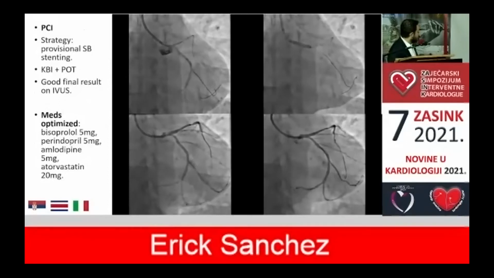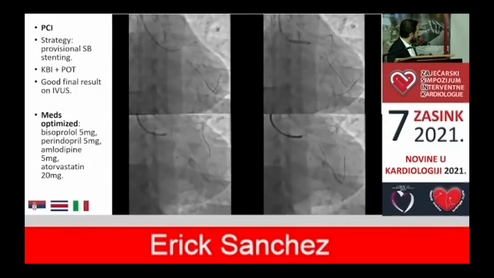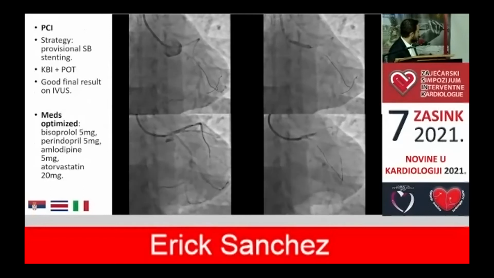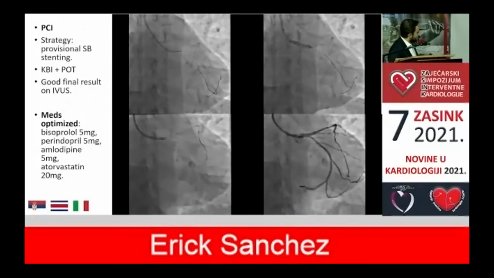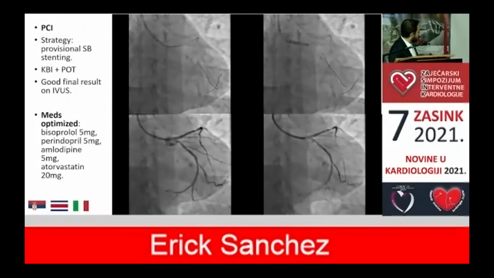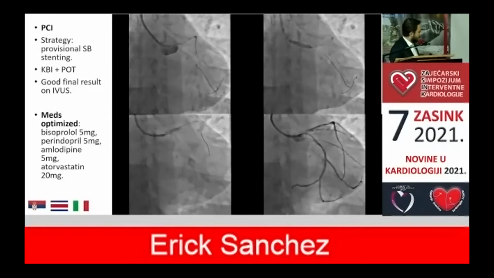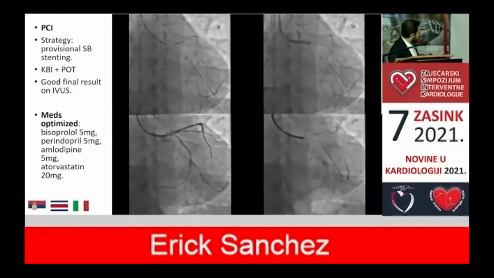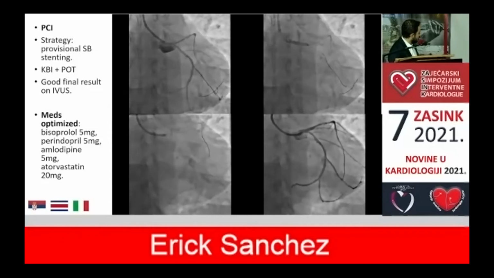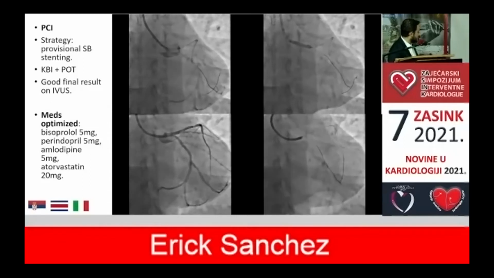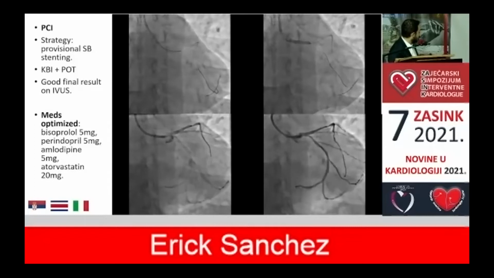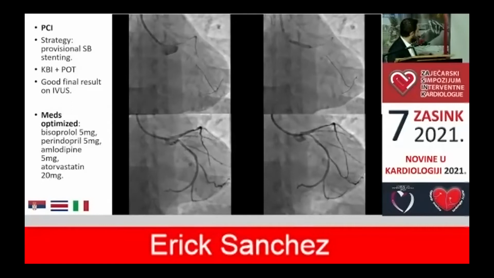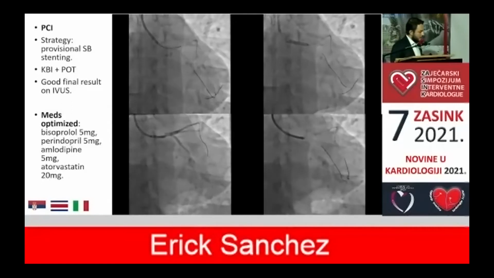And these are the first images to show that we put the stent in the left main. We use a provisional side branch stenting strategy. Here is the deployment of the stent. We did a kissing balloon and a final POT, and good result. Here you can see that the last two pictures are the result of the angioplasty, and it's good. And we also modified and optimized the medications, giving beta blocker and lipid lowering therapy.